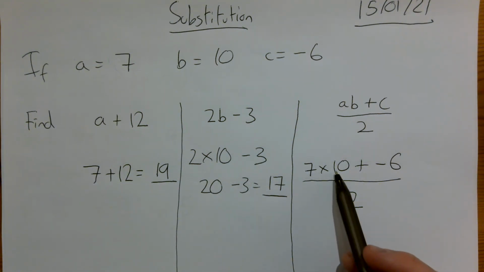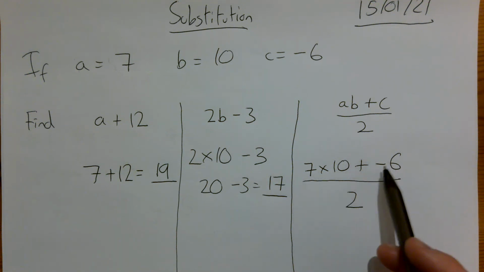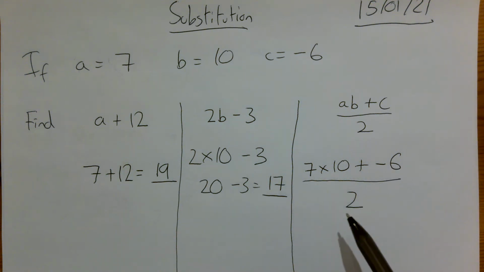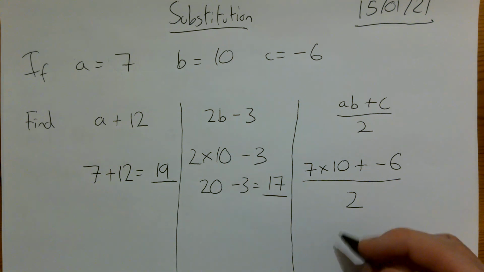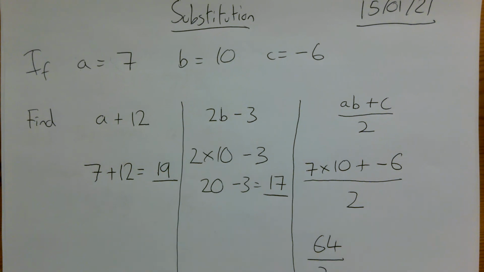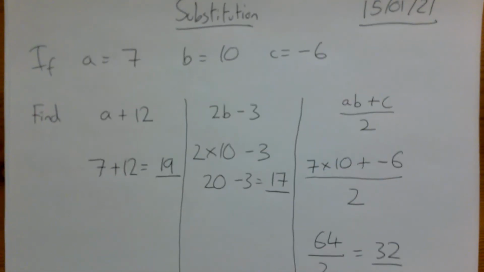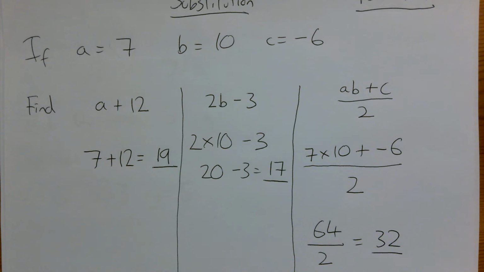Now 7 times 10 is 70. 70 plus minus 6. Well, 70 plus 6 would make it bigger, so 70 plus minus 6 must make it smaller. So the top is 64 over 2. And then 64 divided by 2 equals 32. So that last one is 32. I hope you're happy with all of those.